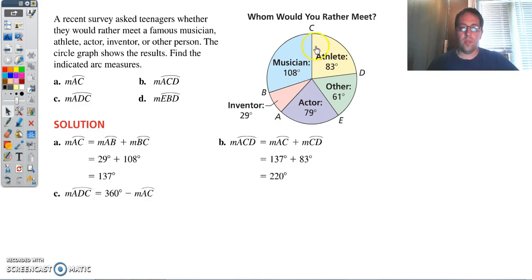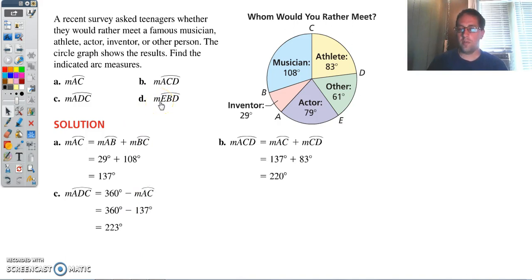So what we can do with this, though, is we know the measure of AC, so we can just subtract that from 360, right? Because we're looking for the other half of the circle, the other piece of the circle. So 360 minus this 137 right there. So 223 degrees for ADC.